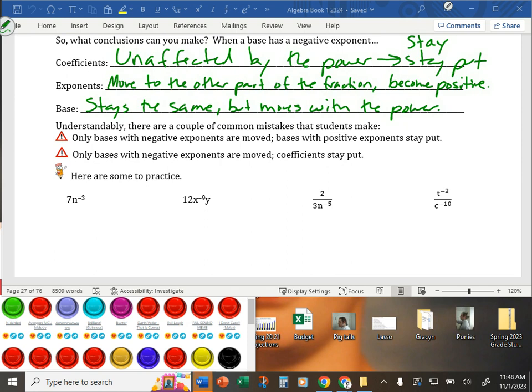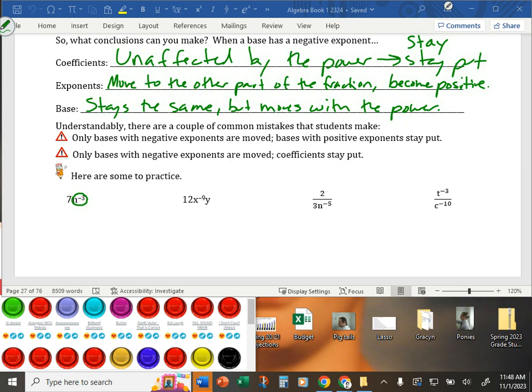Okay? So let's look at the first one here. 7 n to the negative third. What is the base of that negative 3? N, which means this base is in the wrong part of the fraction. Right? So we'll remove it.